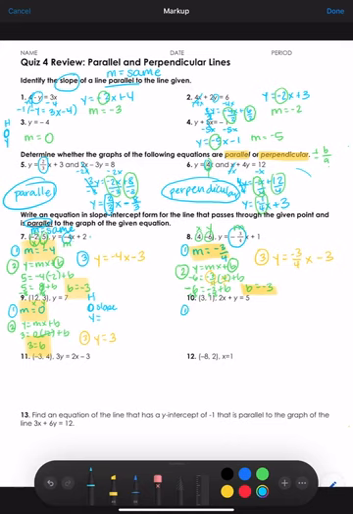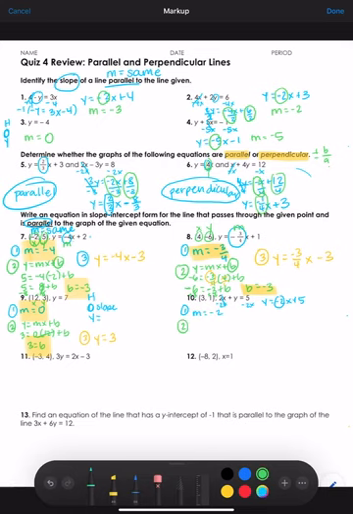My equation here is 2x plus y equals 5. I've got to be careful. This is not in slope-intercept form, so that's what I need to do first. I'm going to move the 2x to the other side, and I get y equals negative 2x plus 5. Now I can see that my slope is negative 2, so m equals negative 2.